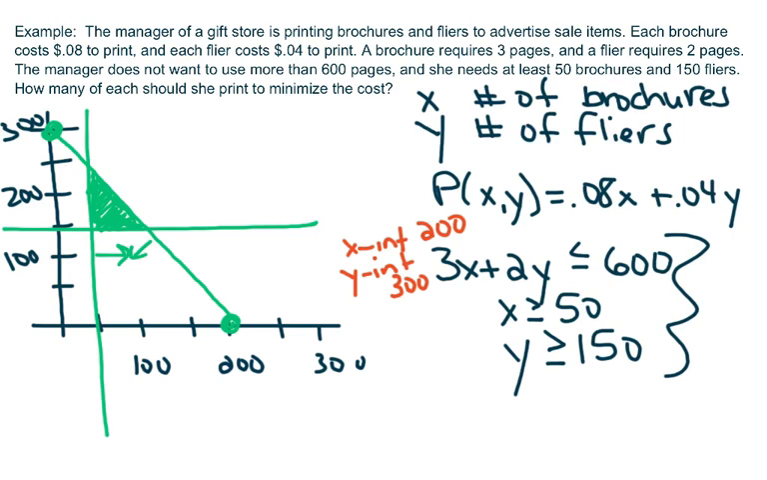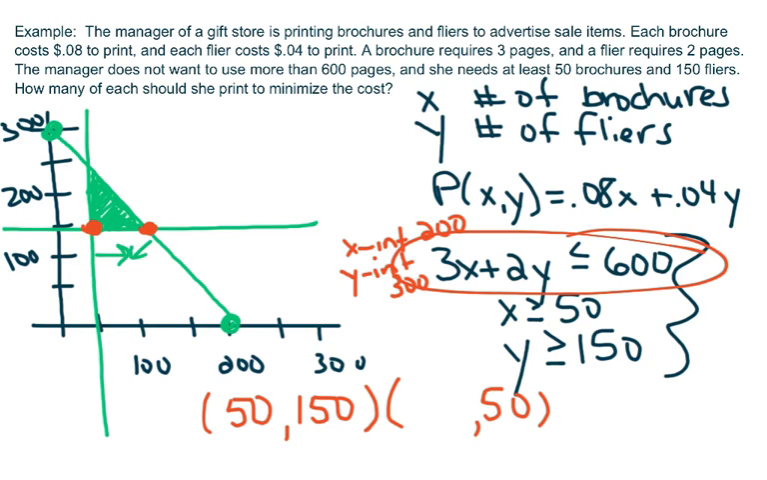Well, how am I going to figure out what the ordered pairs of the vertices are? Well, this one's pretty easy. It's at 50, 150. If you're having trouble determining where this is because you made a hand-drawn graph and it's not awesome, I can tell you that it's on y is 50, so at least I know y is 50. What is x? Well, which equation is it crossing?